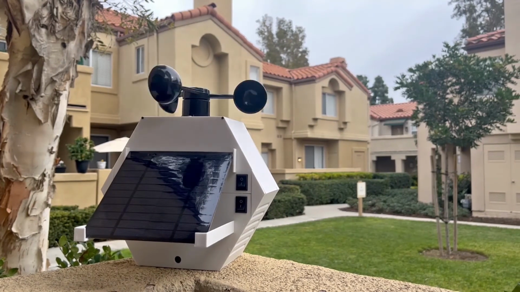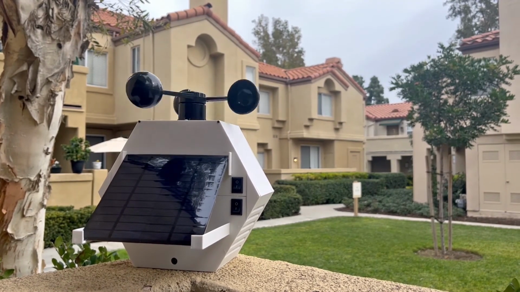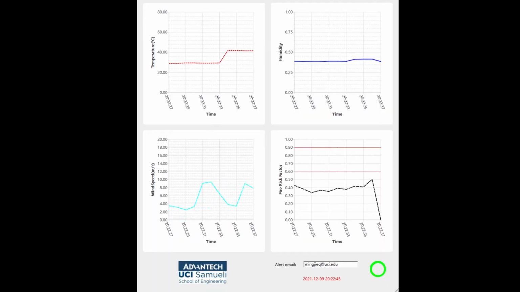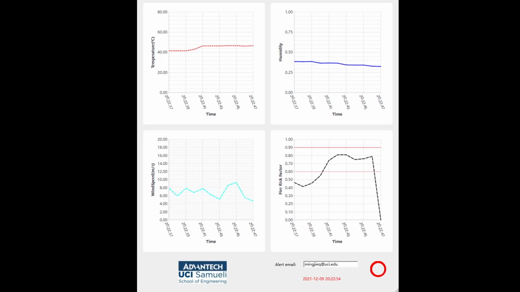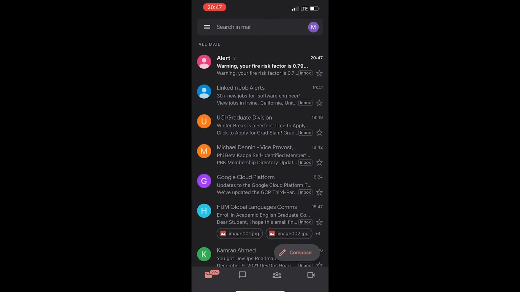Here is a little demonstration of how the system works. We get the inputs from the sensors. These data are uploaded and can be read by the users in real time. Once the fire risk factor shown at the bottom right is very high, you will immediately receive a warning alert email.